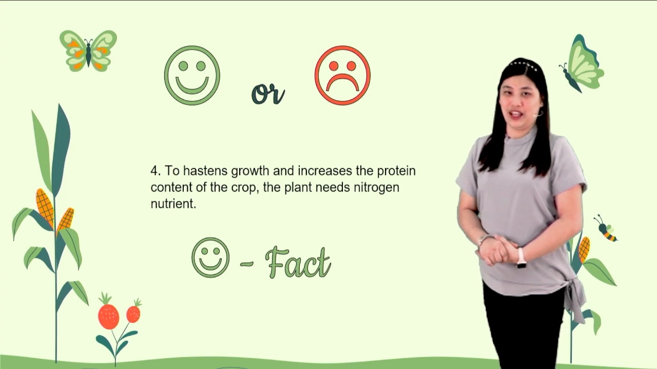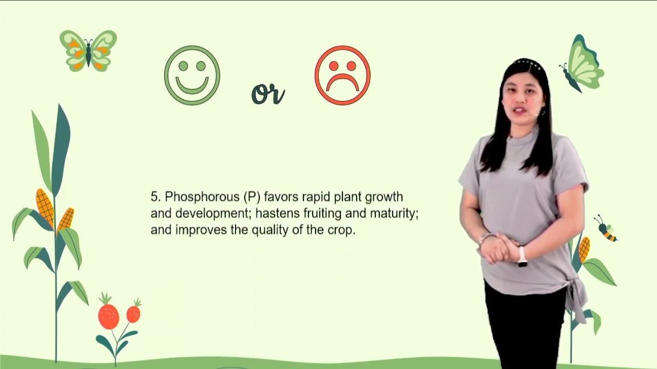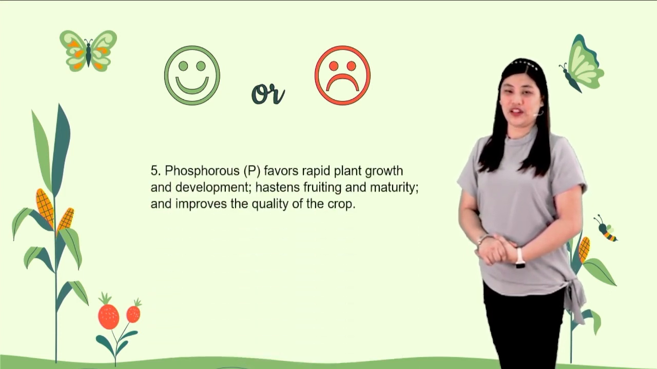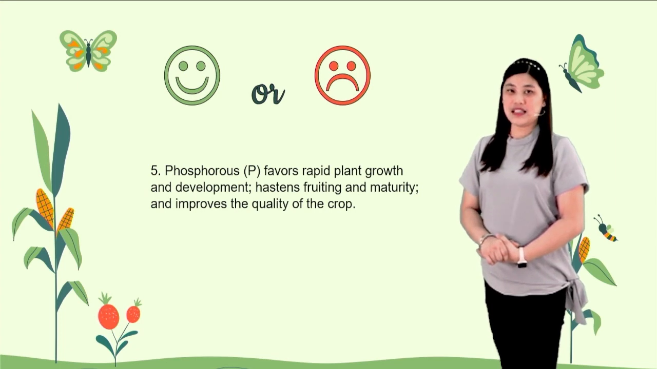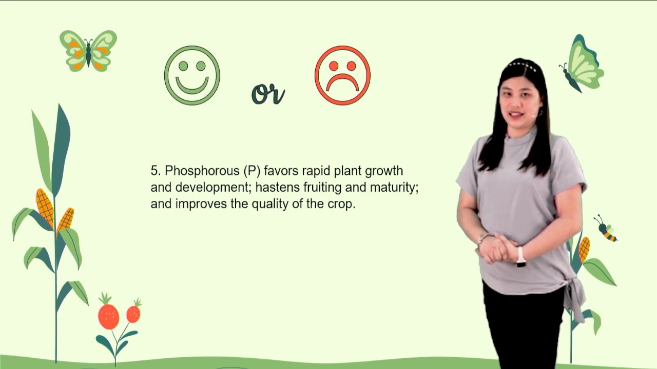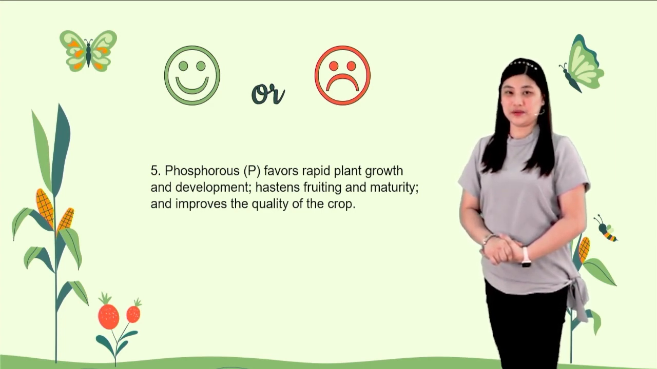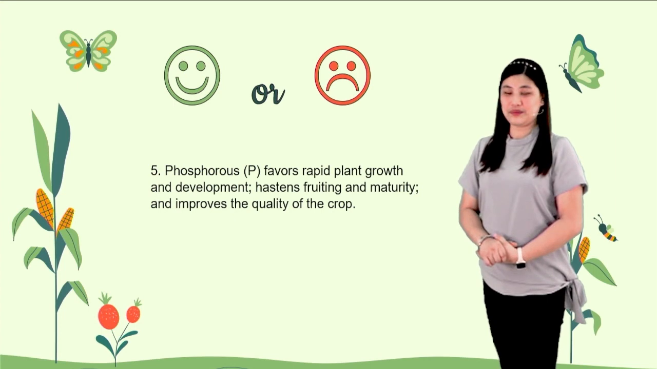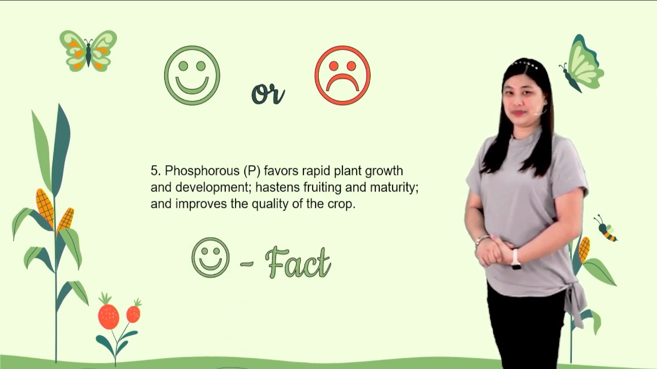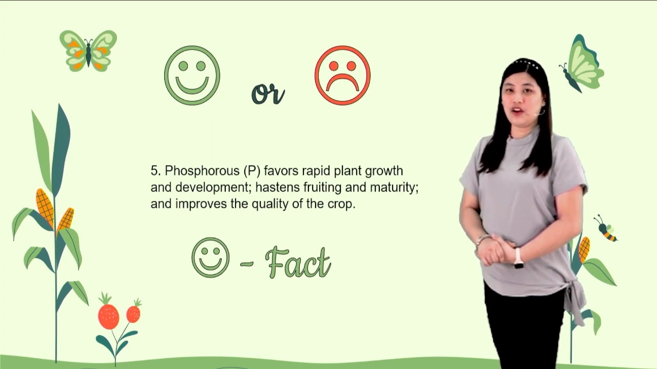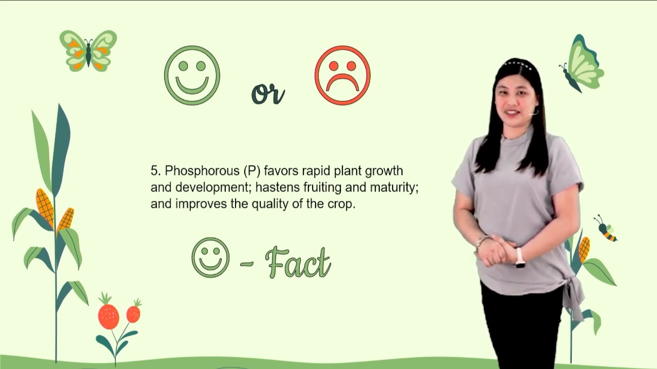And the last item. Phosphorus favors rapid plant growth and development, hastens fruiting and maturity, and improves the quality of the crop. Is it a fact or a bluff? Right, the answer is fact. I hope all of you got the correct answers.